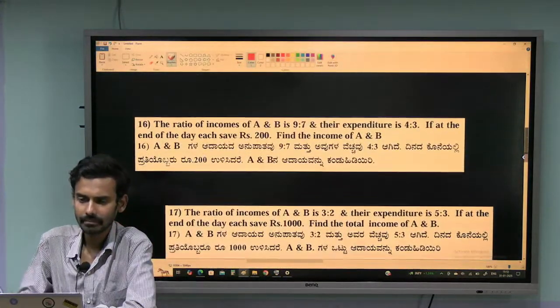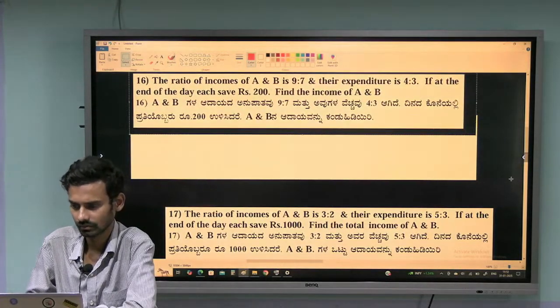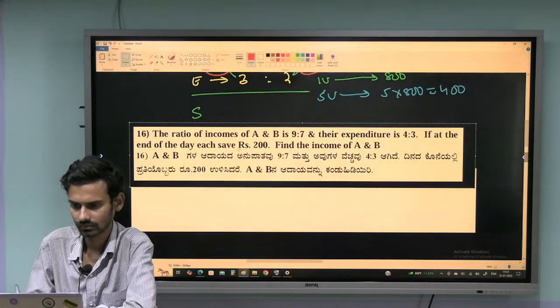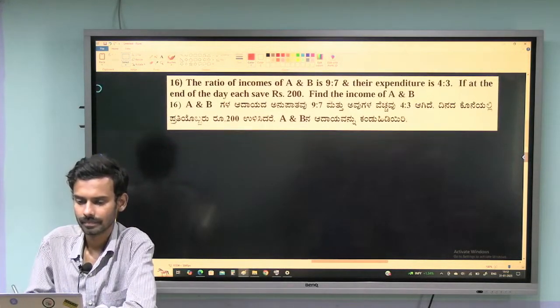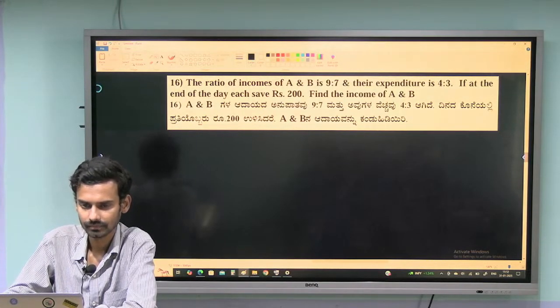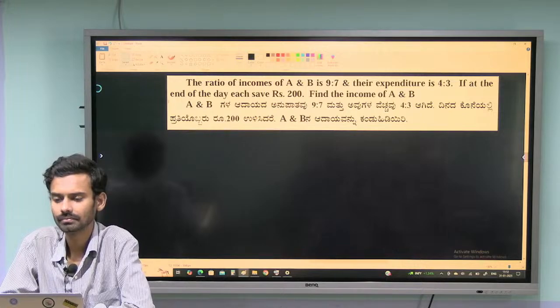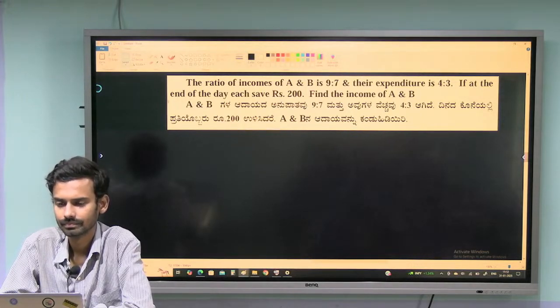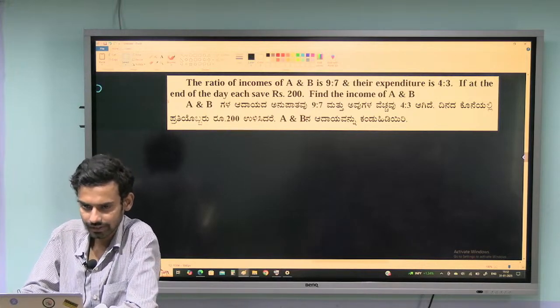Now, applying the same method, get me the answer for the next question. Apply the same method and get me the answer for this question. It is very similar to the previous question. See, now you can't apply this short trick. I will show you why.